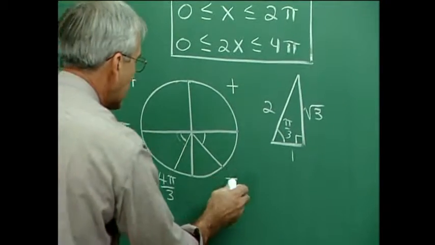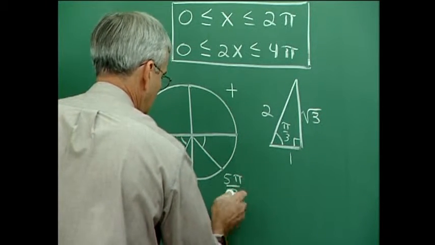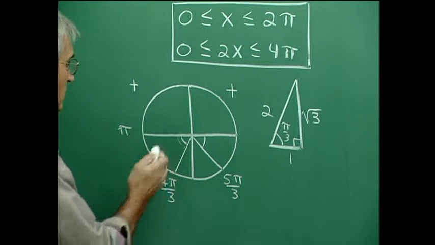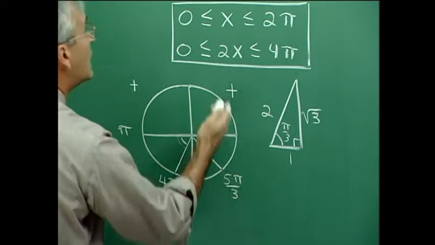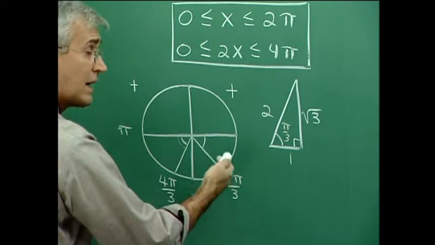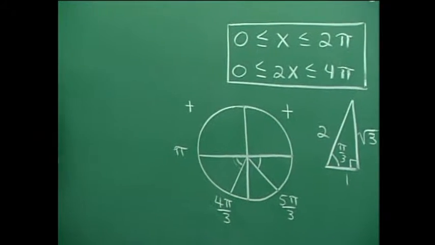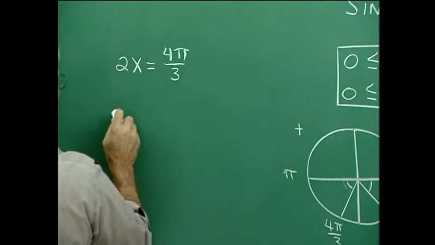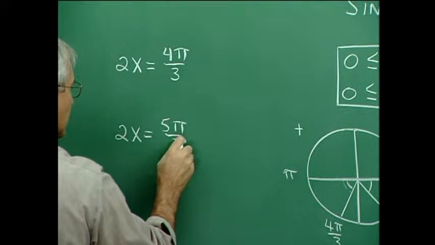And this one would be 5 pi over 3. All right, so those are my two angles. But wait a minute, what have I found? I have found the angles that are 2x. The sine of these two angles is negative square root of 3 over 2, but these angles are in the form 2x. So it means then that 2x is equal to 4 pi over 3, and 2x is equal to 5 pi over 3.